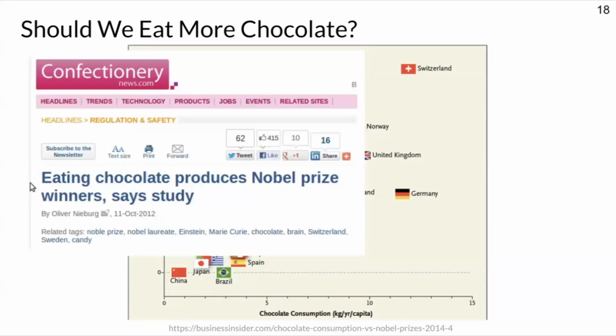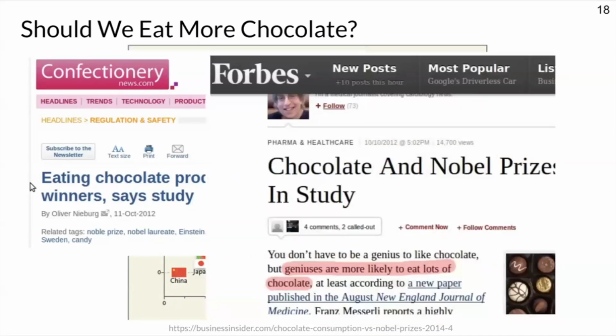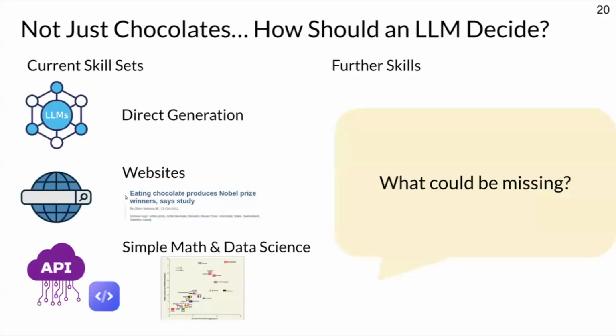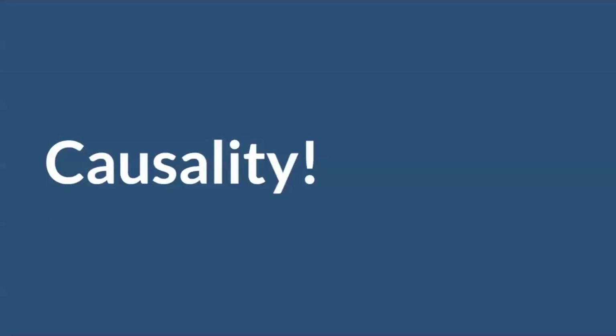And plus, we might see websites claiming eating more chocolate produces Nobel Prize winners. And of course, we can have a patch on the LLM saying that confectionery should not be a good source. But then sometimes we also have Forbes publishing some opinions, and then the articles can claim the same findings. So a simple patch of looking at the URL domain of the source might also not be enough. So we really need a model that thinks like scientists, and all of the previous skills could go wrong. What could be missing? Adding causal reasoning into it.